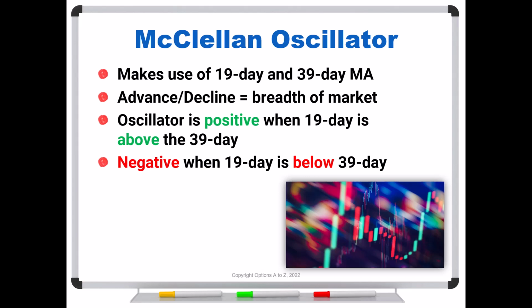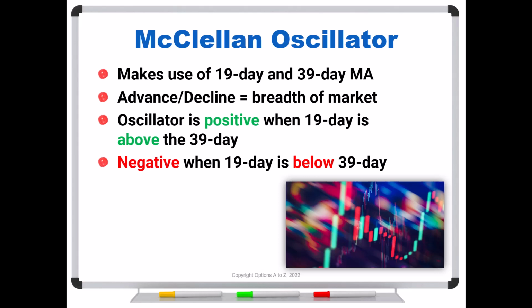So think about what's happening if the 19-day moving average is gaining momentum. In other words, the more recent trades are starting to pick up some steam. We're getting more advancing issues than declining. Then the 19-day will be a bigger number than the 39-day, and it will cross from below to above, showing that we are moving into positive territory.